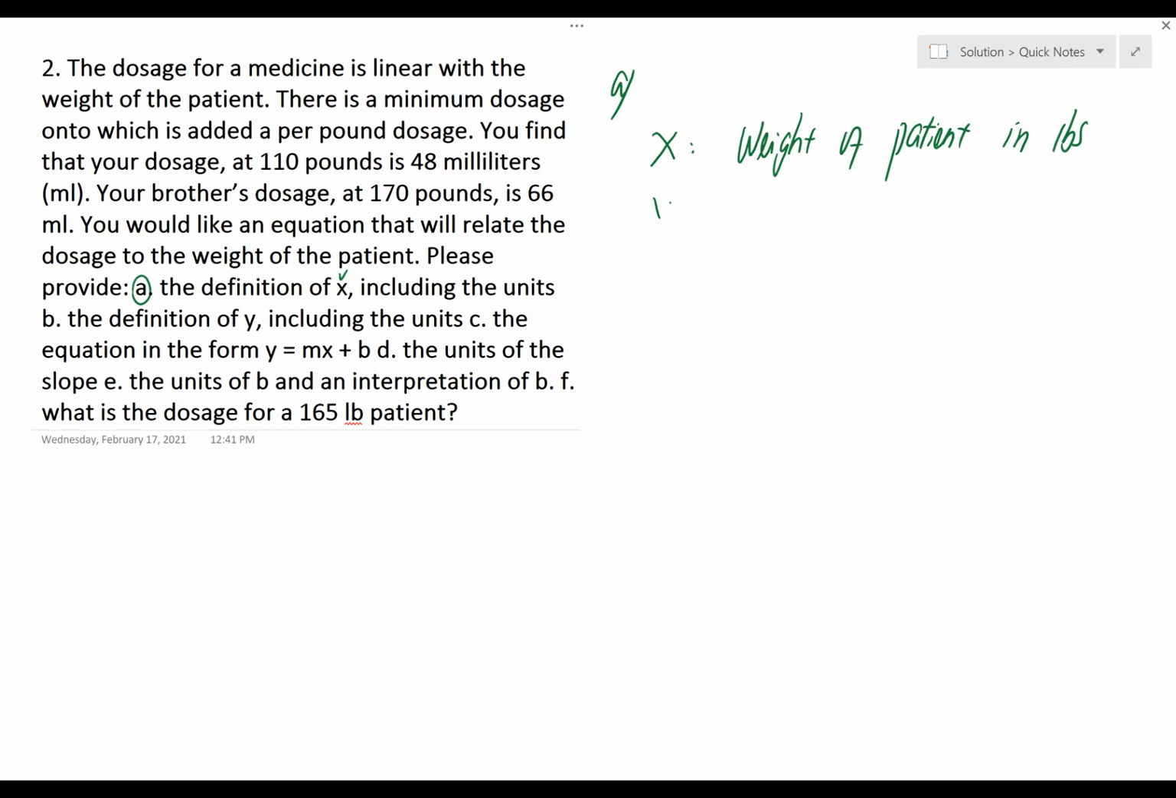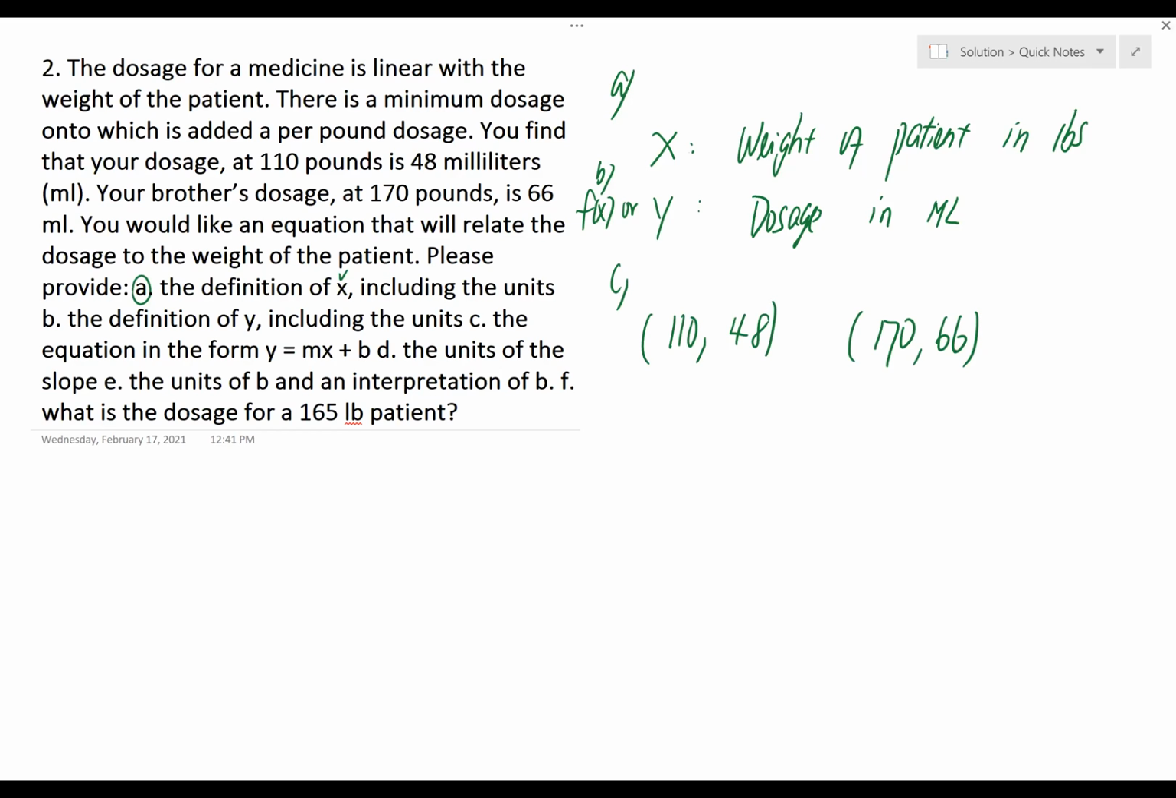And how about the dependent variable Y or f of X? Should be the dosage, right? Dosage associated with each weight. Dosage, okay? In milliliters, okay? mL represents milliliter. So we define both X and then Y. This is part B, right? And part C, the equation in the form of Y equals mx plus b. So since we define the X variable and Y variable, we basically have two ordered pairs. First ordered pair is 110 pounds associated with 48 milliliters, and 170 pounds associated with 66 milliliters.